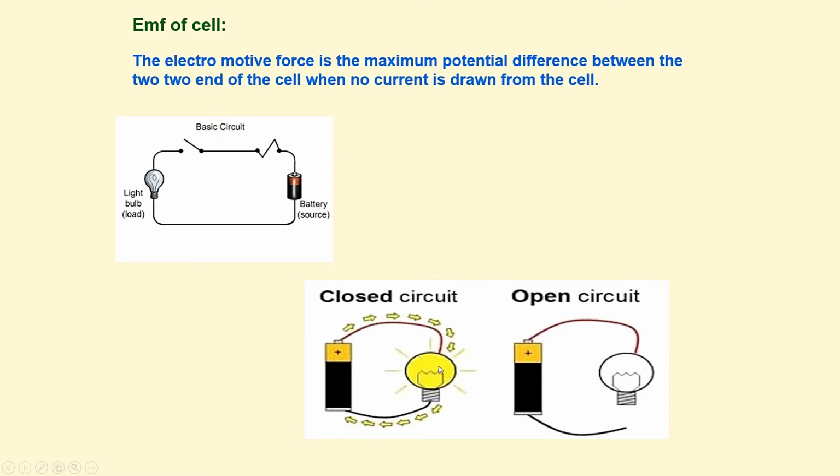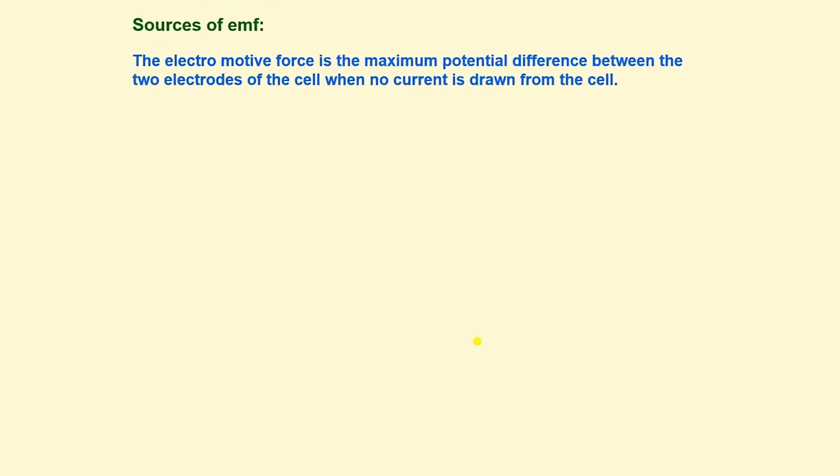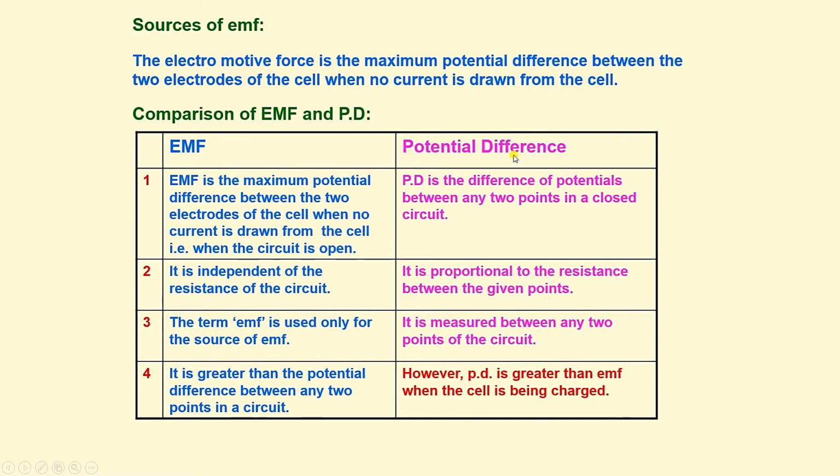In the closed circuit, the bulb will glow. The current flows from the positive end to the negative end. In the open circuit, no current will be drawn. So the source of EMF is a battery. The electromotive force is the maximum potential difference between the two electrodes of the cell when no current is drawn from the cell. Then we come to the comparison of EMF and potential difference.